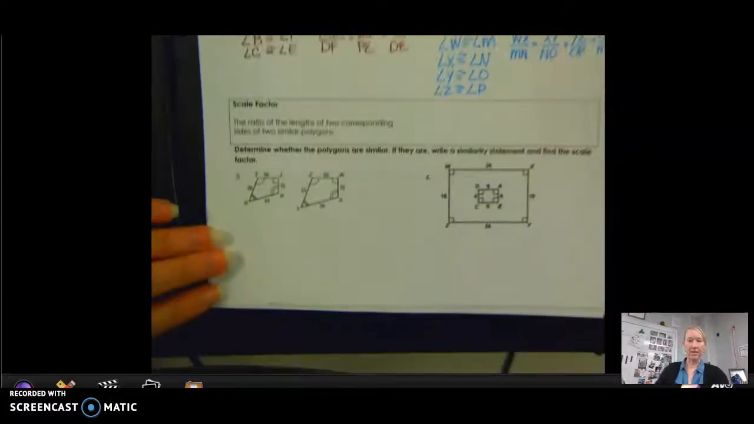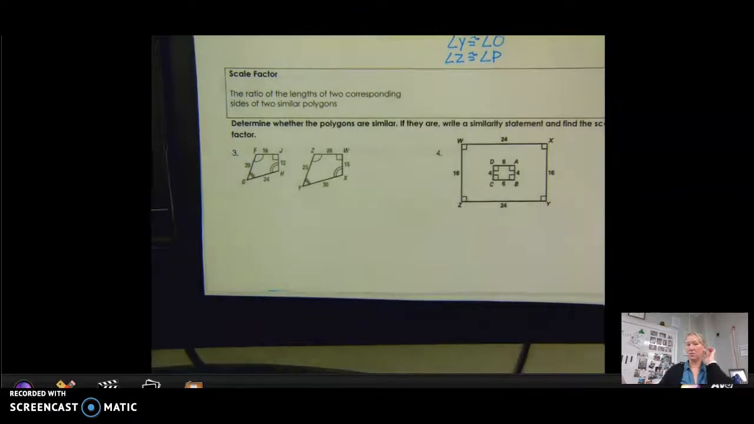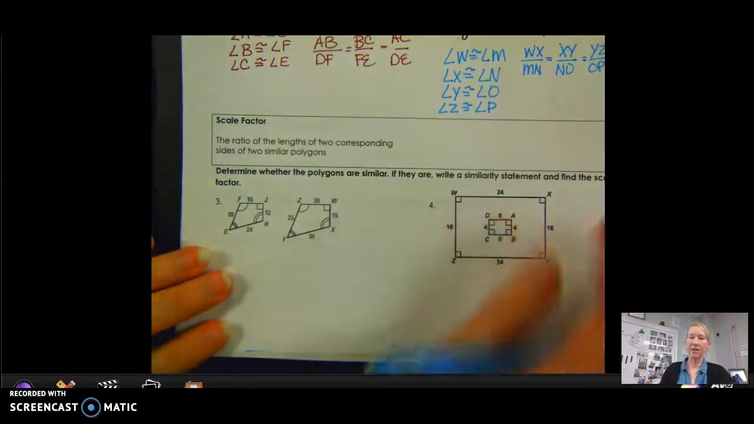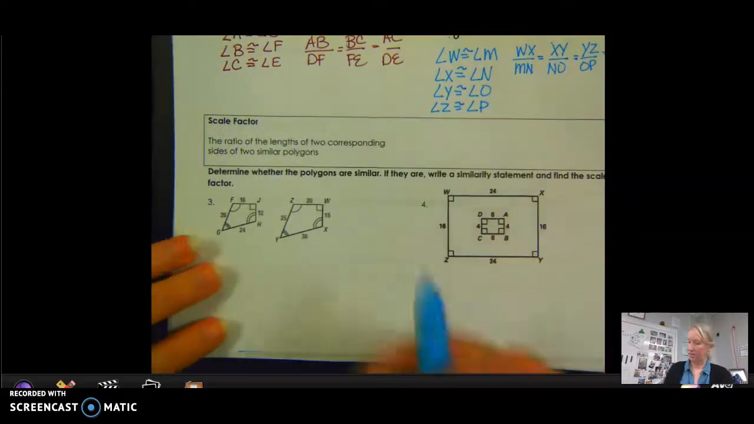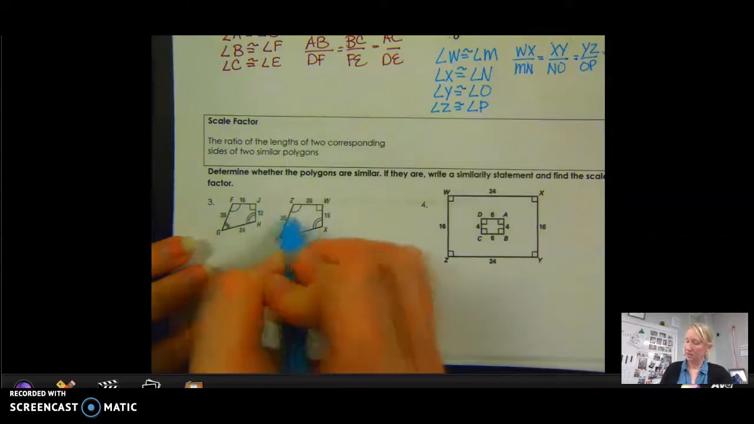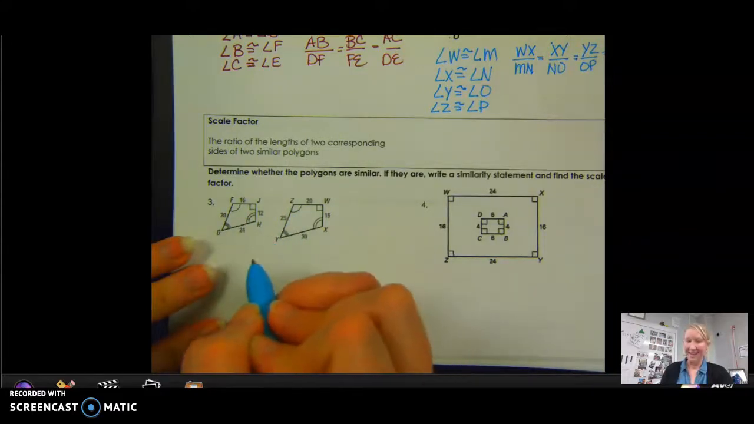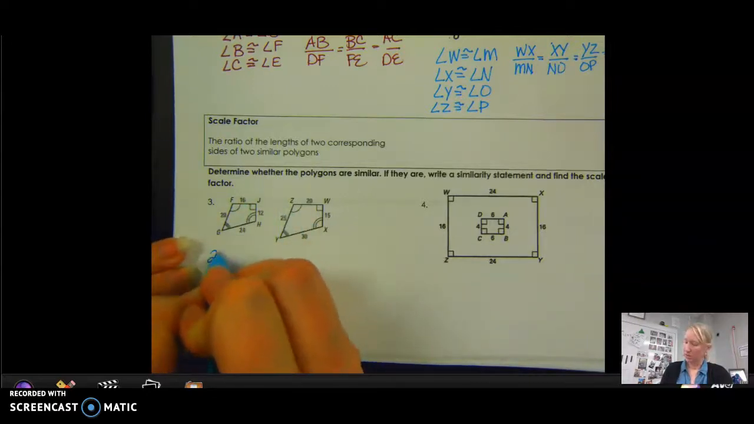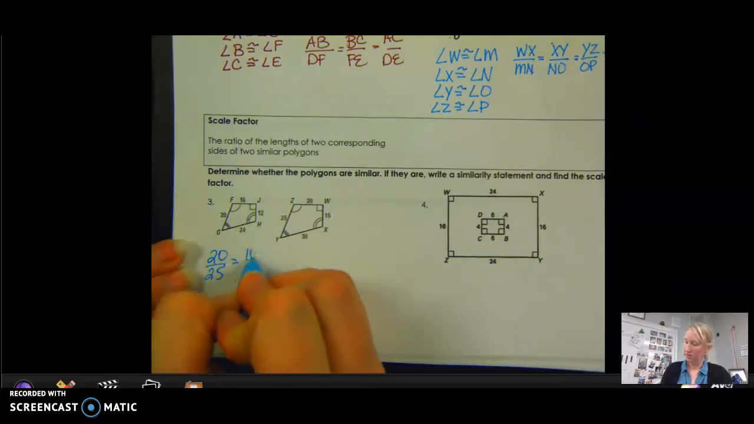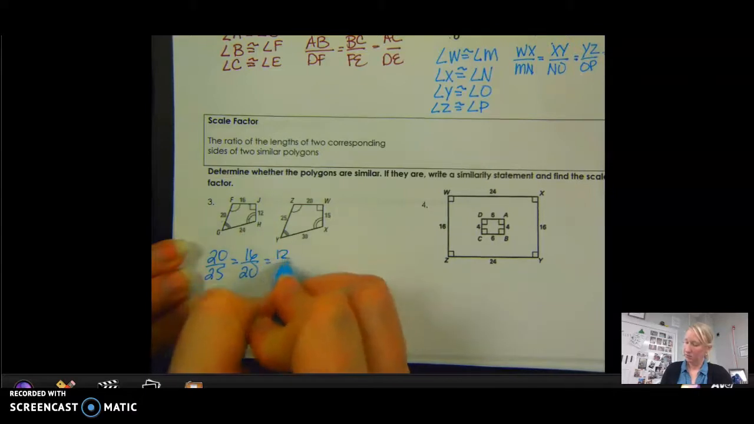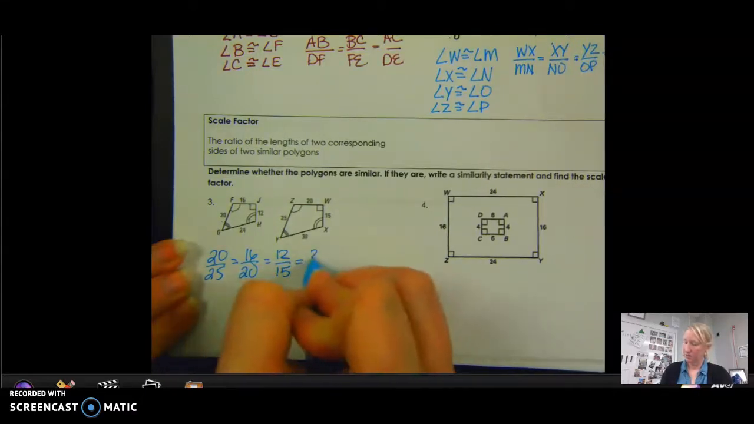Okay, scale factor. Scale factor is the ratio of the length of the two corresponding sides of two similar figures. So determine whether the polygons are similar. If they are, write a similar statement and then find the scale factor. If they are similar, all angles would be congruent, which all angles are congruent here. And then the side lengths would be in proportion. So like 20 over 25, this side with this side, would equal the ratio of 16 over 20, this side over this side, which would equal the ratio of 12 over 15, which would equal the ratio of 24 over 30.